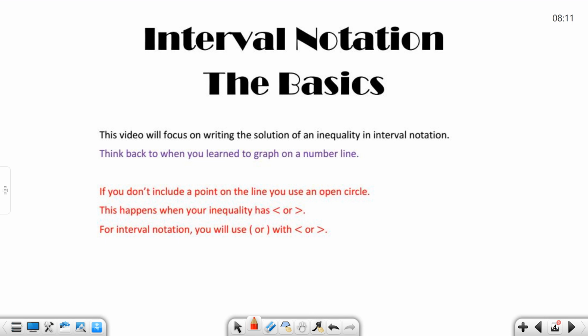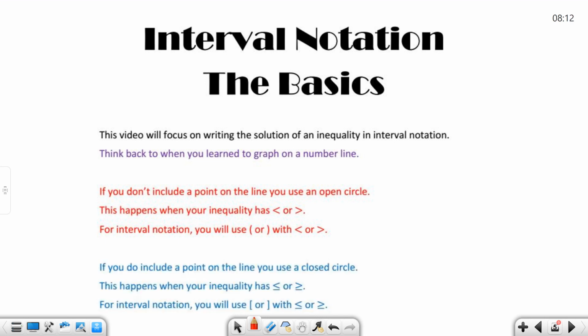And it just depends on which side your x is as to which parenthesis you use. Are you opening it left or right? Doesn't matter. It just depends on how your interval turns out. All right. If you do include a point on the line, then you use a closed circle. And that happens whenever you had less than or equal to, that's this one, or greater than or equal to, that's this one. So for interval notation, you will use a bracket, an open or closed bracket, with less than or equal to or greater than or equal to. These are not necessarily in order. It depends on how the inequality works itself out and where you're shading that thing on the number line.